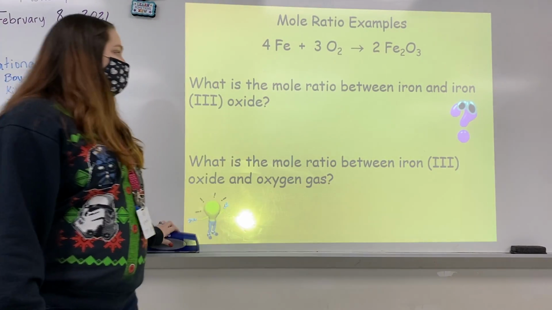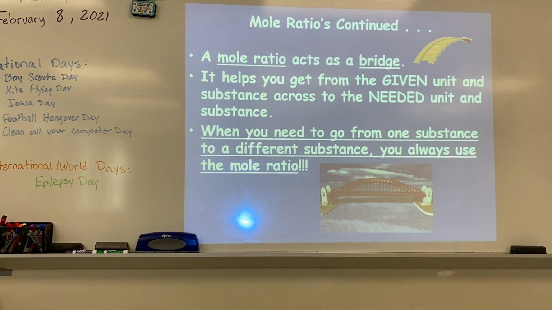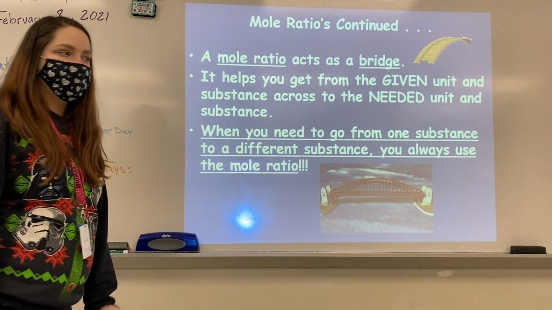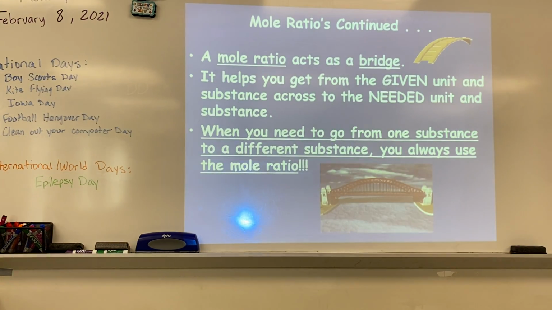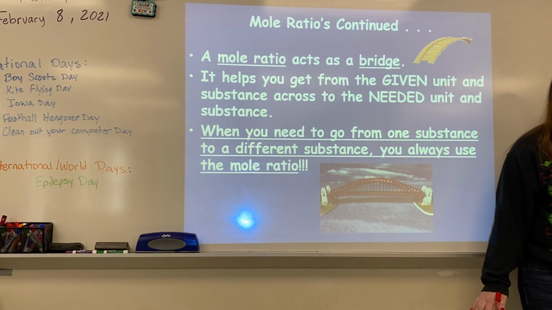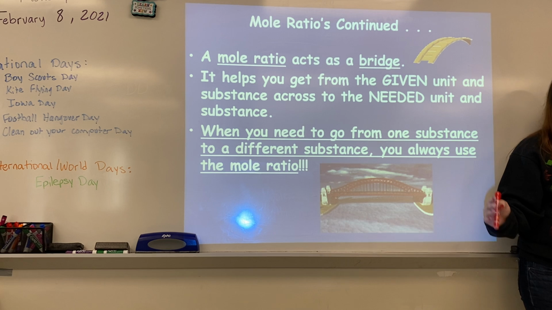Alright, one more thing about mole ratios before we do some examples. You can think of a mole ratio as acting as a bridge between your 2 different substances. Anytime you have to go between different substances, you need to use a mole ratio as a bridge to go from one substance to the other.